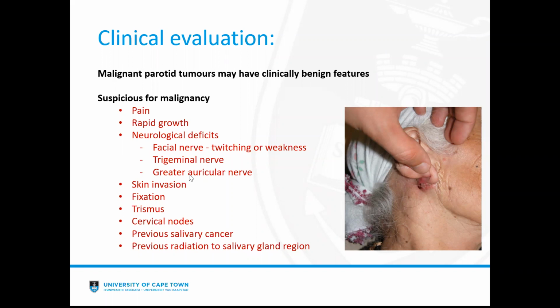Neurological deficits, particularly of the facial nerve, where 25% of malignancies have progressive facial nerve weakness, the earliest sign of which may be intermittent weakness or twitches, which should be looked for and inquired about. Paresthesia in the distribution of the trigeminal nerve is concerning, and also in the distribution of the great auricular nerve. Skin invasion as depicted in the image, fixation to deep structures. Trismus may imply invasion of the pterygoid muscles or into the pterygoid plates. Associated cervical lymphadenopathy, previous history of salivary gland cancer, and a previous history of radiation in the salivary gland region is concerning.